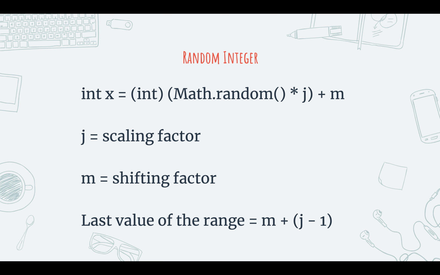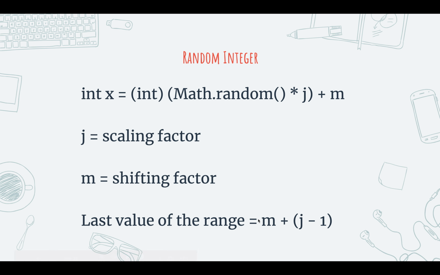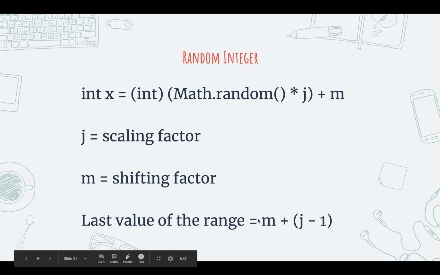So this is your general formula for a random integer. We have our allocation for integer space, and then we have our casting keyword in parentheses to cast the double that we get from all of this into an integer. J is going to be our scaling factor, and M is going to be our shifting factor. The last value of our range is equal to M plus J minus 1. This is a very handy tool to allow us to get the proper M or J value.